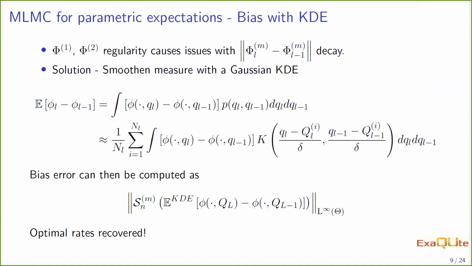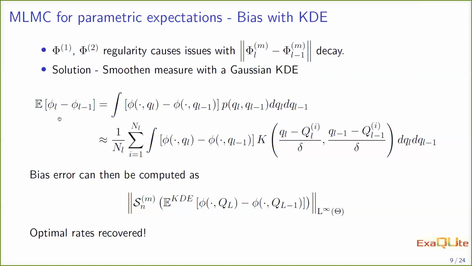functions. And so capital phi is piecewise linear, the first derivative is piecewise constant, and the second derivative doesn't exist. And so this regularity issue causes problems with getting the optimal decay rates. Now, since the problem is with using the empirical measure or using finite sampling, we expect the problem to go away if we smoothen the measure with the Gaussian KDE.